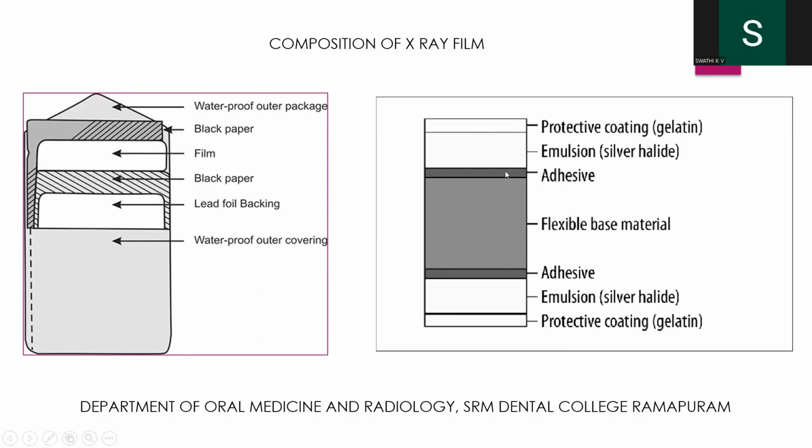Again, to show the composition of X-ray film, it has a protective coating of gelatin, emulsion, silver halide crystals, and we have the adhesive layer. A flexible base material made of polyester polyethylene terephthalate. It provides mechanical support to the emulsion. And again, a layer of adhesive, the emulsion, and protective coating, the gelatin layer.